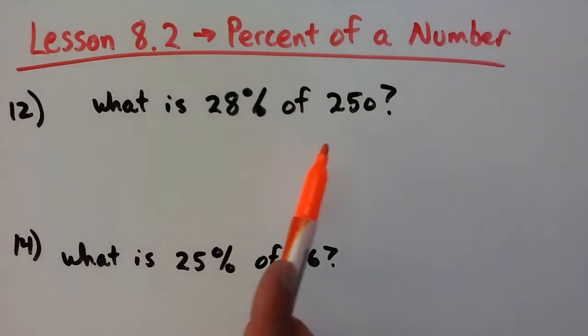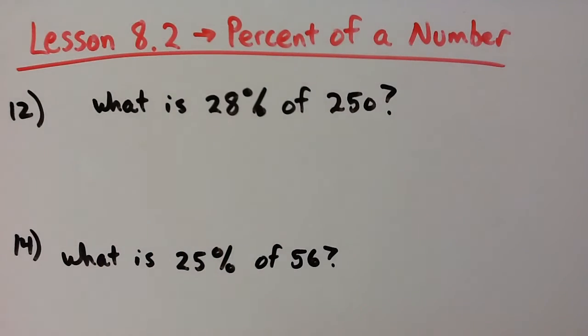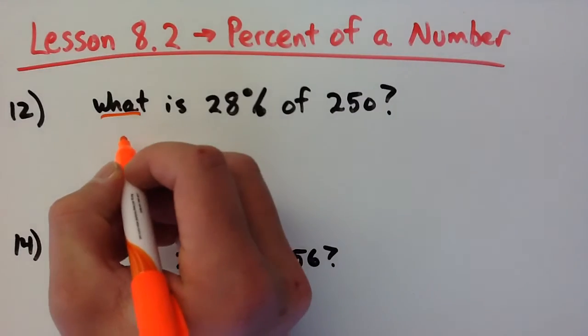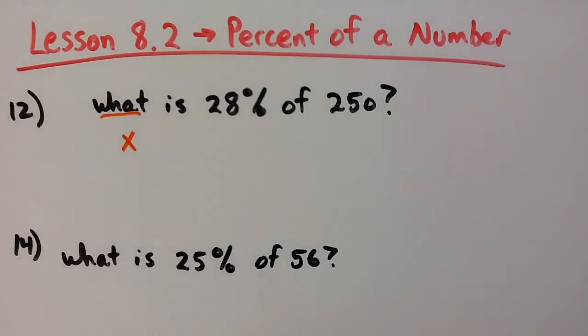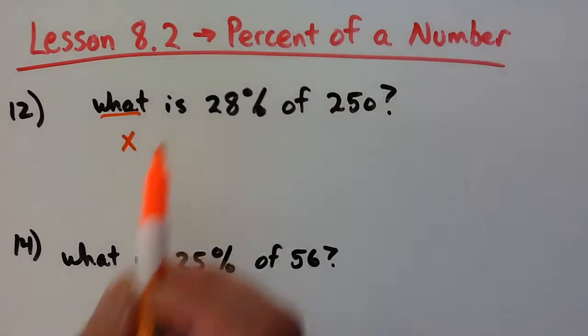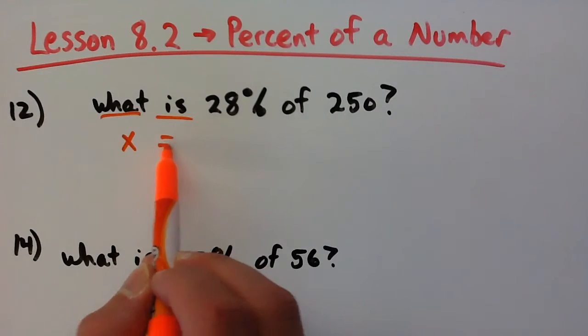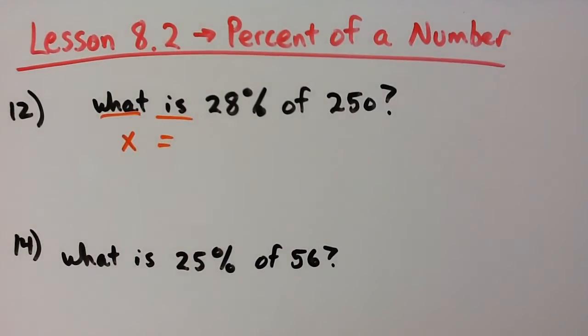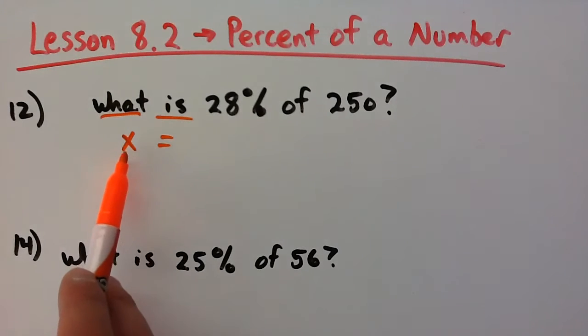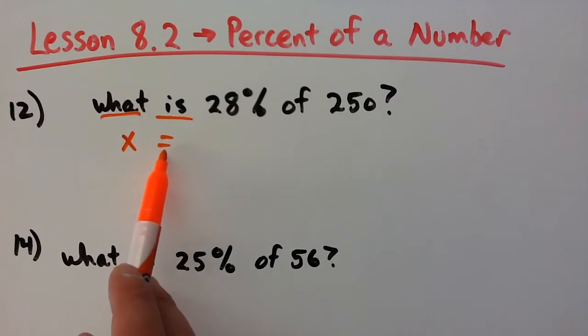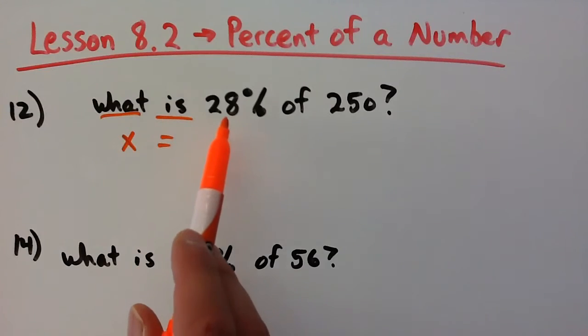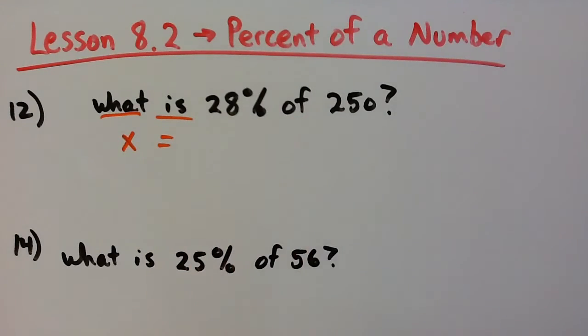What is 28% of 250? We can use a variable for "what." Let's say x, some number. When you see the word "is" in math, that is mathematical language for the equals sign. So when you see "is," write an equal sign. So x equals 28% of 250.